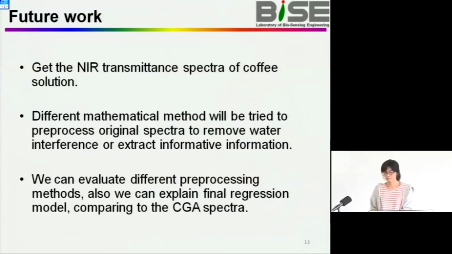In future work, I will get the NIR transmittance spectrum of coffee solution, and different mathematical methods will be tried to pre-process the original spectrum to remove water interference or extract the informative information. And then we can evaluate the different pre-processing methods. And also we can explain the final regression model by comparing it to the CJ spectrum we just got. That's all. Thank you.